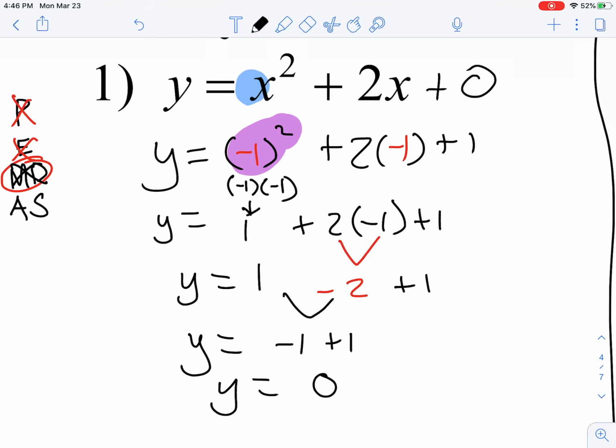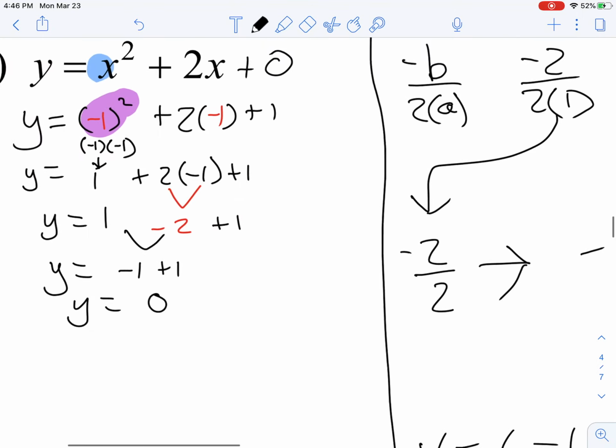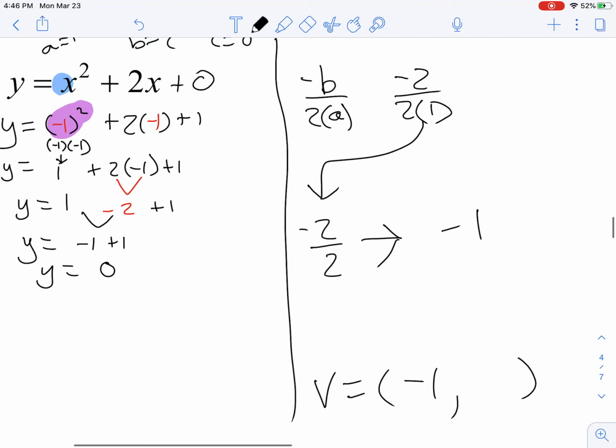Give me a moment to just look at my work and see if I catch any mistakes that I may have made, because it does happen. And I think we're looking pretty good here. So when we plugged in a negative 1, we got out a 0.